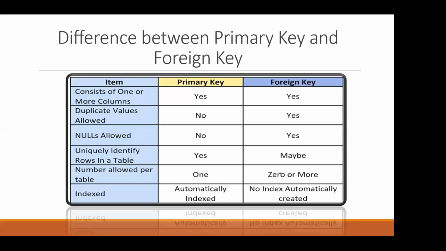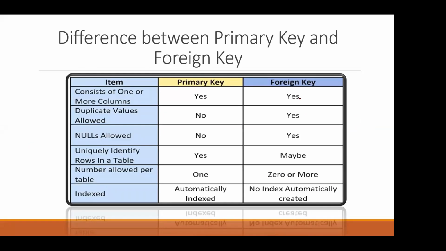Now, the difference between primary key and foreign key is very important, the outcome of this keys chapter. You must know the difference between primary key and foreign key, and it is very important. So all of you remember. What are the main differences? The first difference is how many columns it consists of. Primary key is only one column, but foreign key can be many columns.